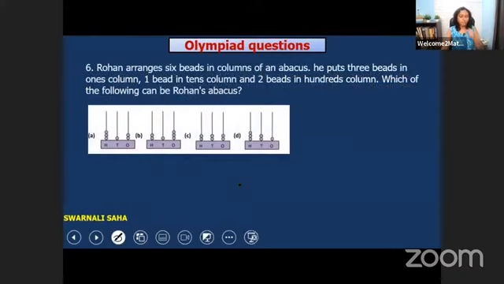Okay, so now there is an abacus question. So try to solve this first. Let me first read the question. Rohan arranges 6 beads in columns of an abacus. He puts 3 beads in ones column, 1 bead in tens column, and 2 beads in hundreds column. Which of the following can be Rohan's abacus? That you have to find out. So try to solve this, then I will tell you the answer.